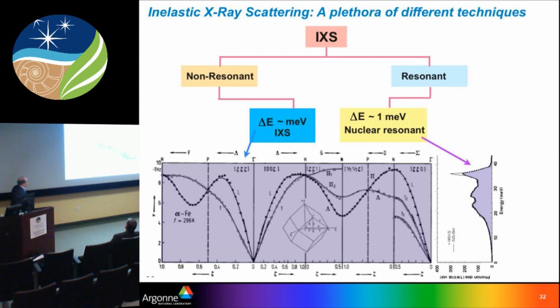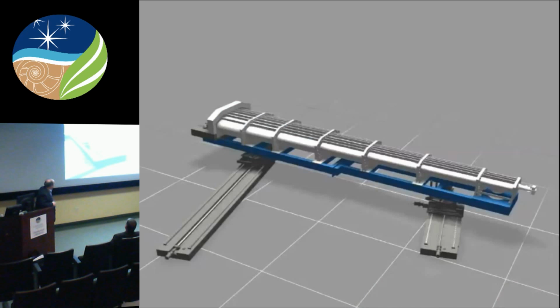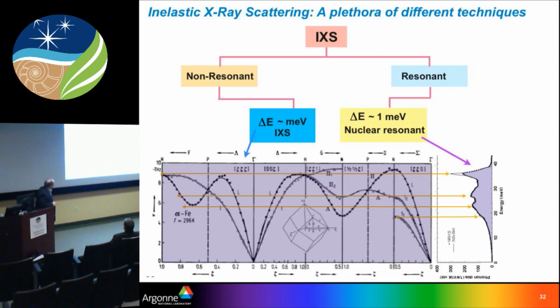To make these measurements, you have to build a special spectrometer, unlike the nuclear resonance measurements. So this is the one at sector 30. This is a one-to-one simulation, actually from engineering drawings. So here's the sample. The photons come in and hit the sample.